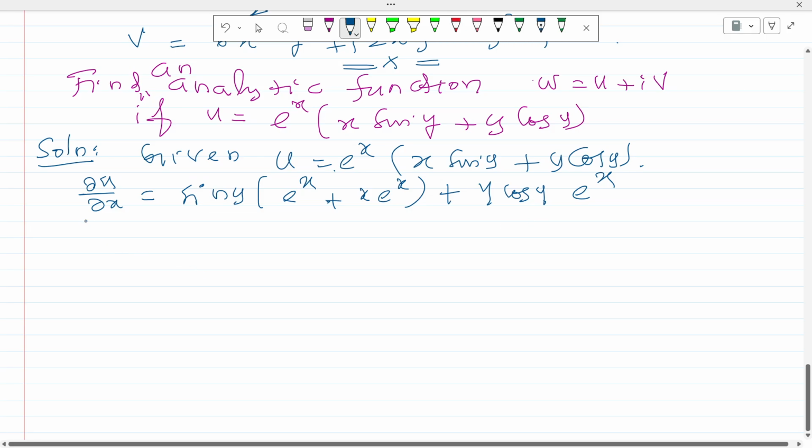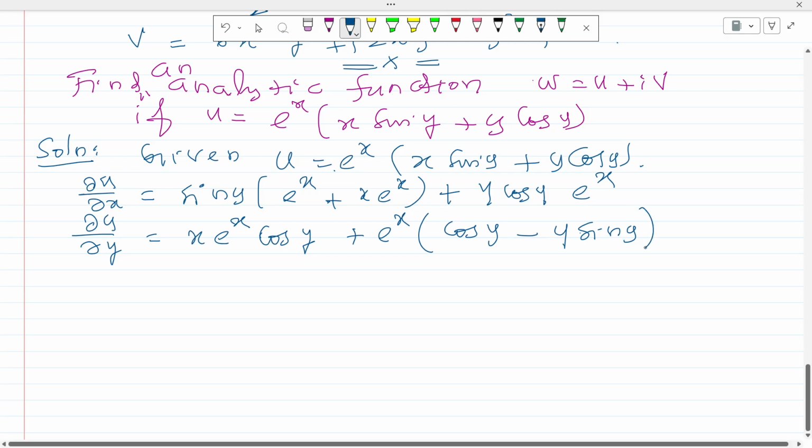Similarly dou u by dou y. For dou u by dou y, x into e power x is constant, differentiation of sin y is cos y, plus keep e power x outside, then y cos y: keep y, differentiation of cos y is sin y, with a minus, so you can put minus here.